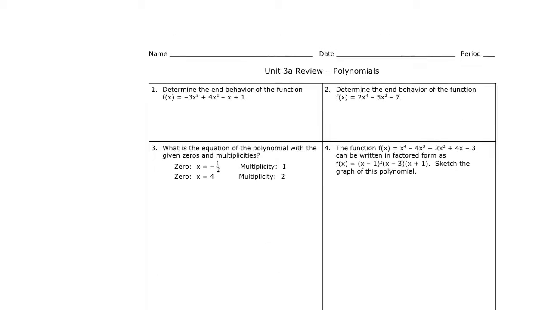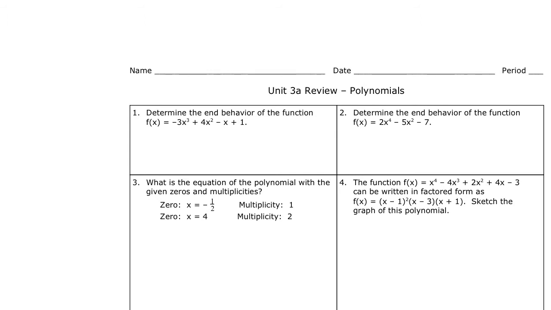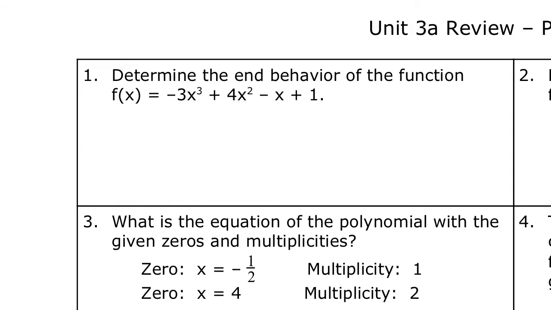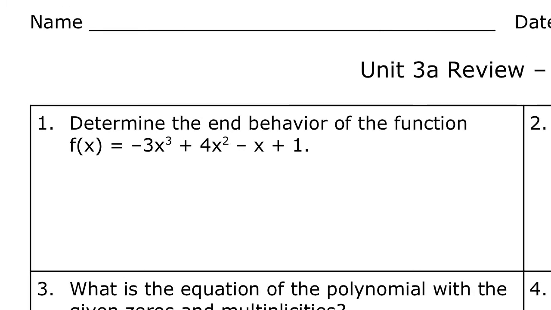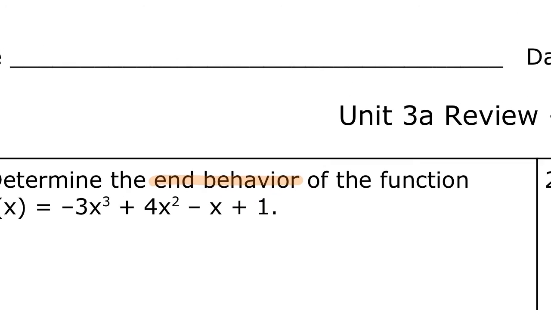Hey guys, today we're going to review over everything we've done in Unit 3 so far, which is all about polynomials. So the first two questions are asking us to determine the end behavior of the function. This one has f of x equals negative 3x cubed plus 4x squared minus x plus 1. So since they're asking us about end behavior, that means that I need to use the leading coefficient test.